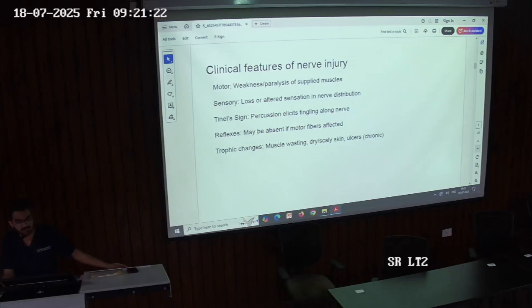Now, the Tinel sign. It is a very important way of clinically examining a nerve injury. Now, when you tap along the pathway of the nerve, when you do percussion along the pathway of the nerve, there is a tingling sensation, right? So that helps us to signify if the nerve is intact or not, if the injury has happened or not.